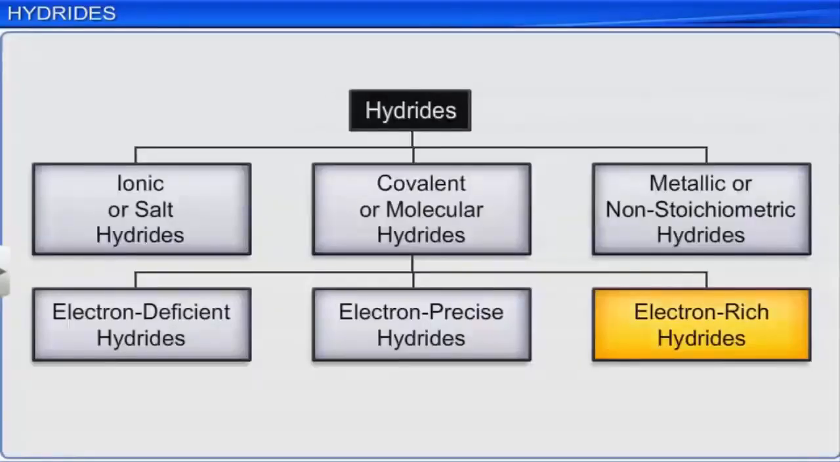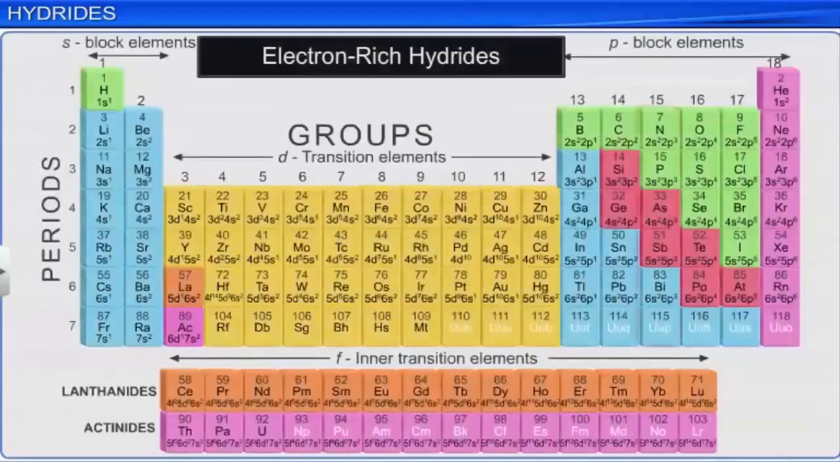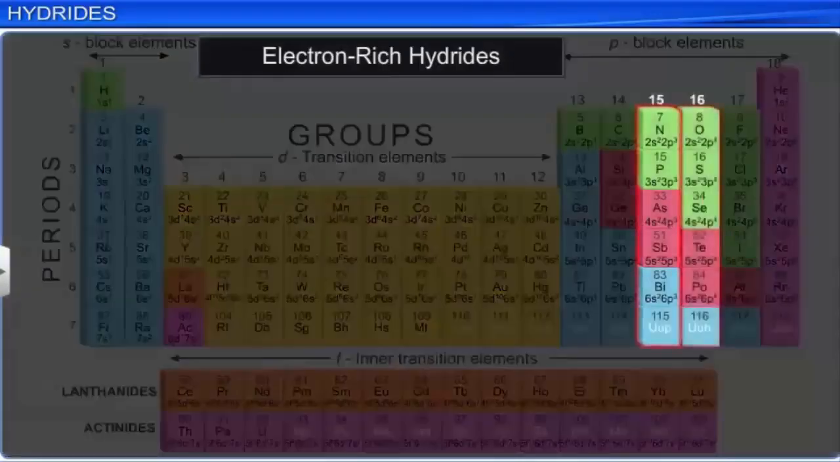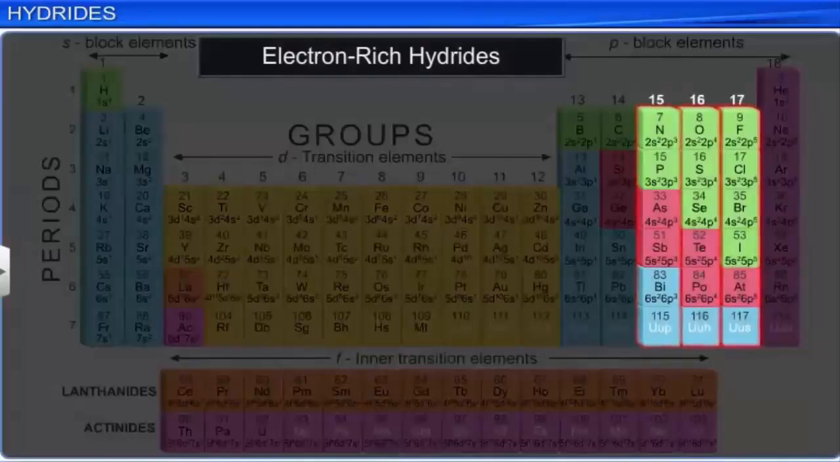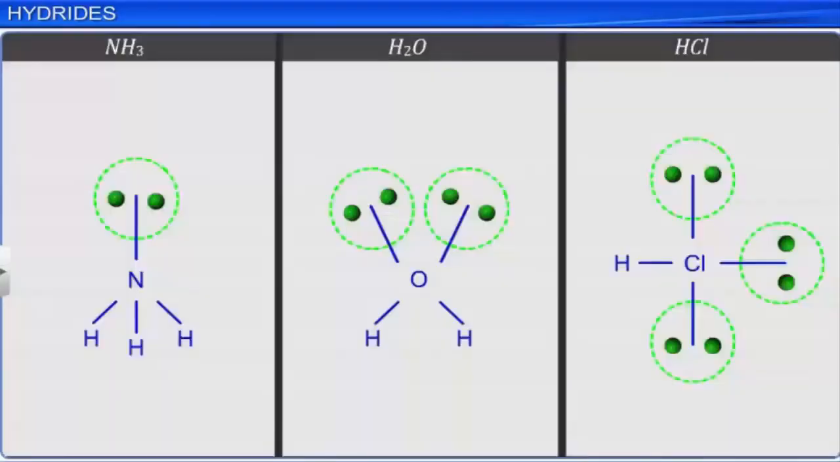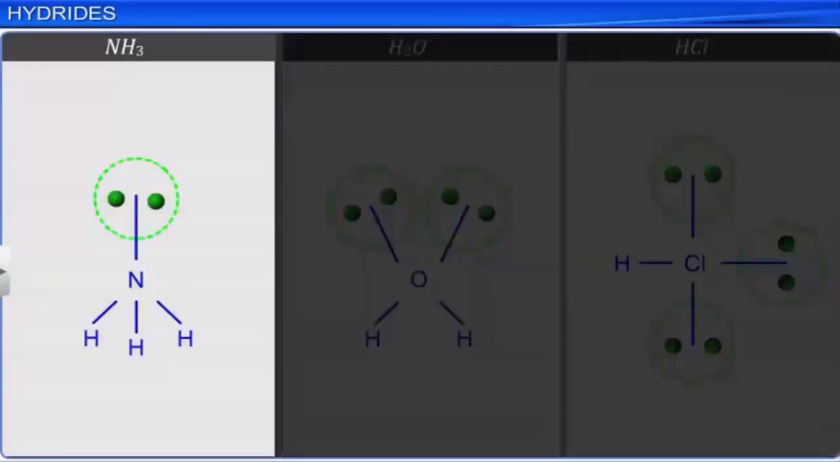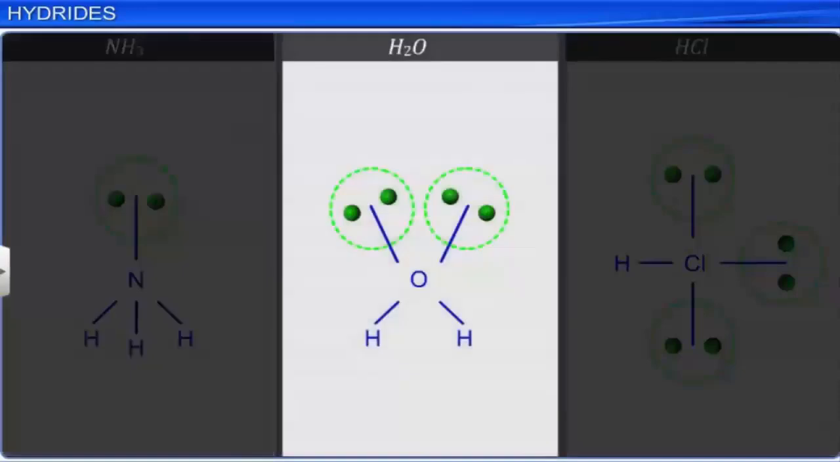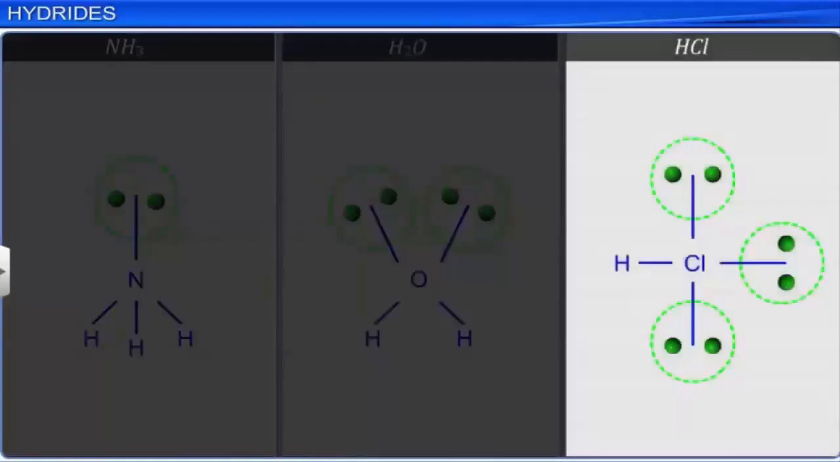Electron-rich hydrides have excess electrons, which are present as lone pairs. The elements of group 15, 16, and 17 form such hydrides. For example, NH3 has 1 lone pair on nitrogen. H2O has 2 lone pairs on oxygen, and HCl has 3 lone pairs of electrons on chlorine.